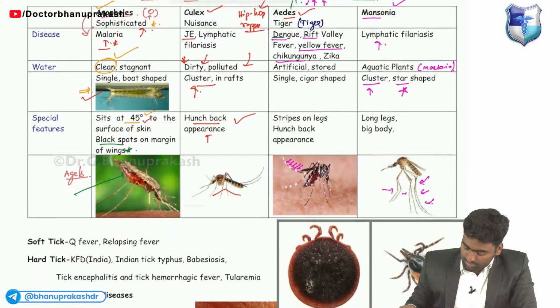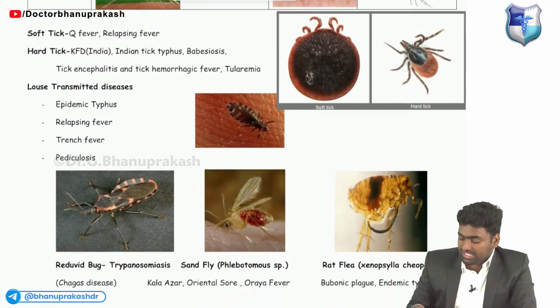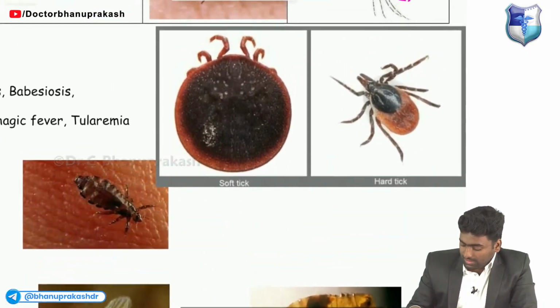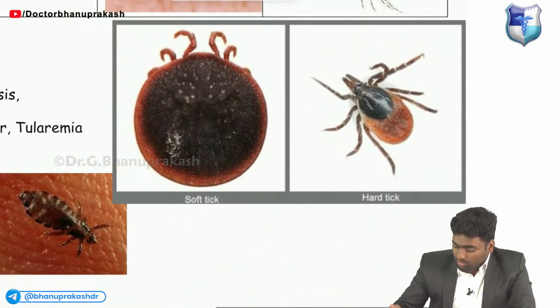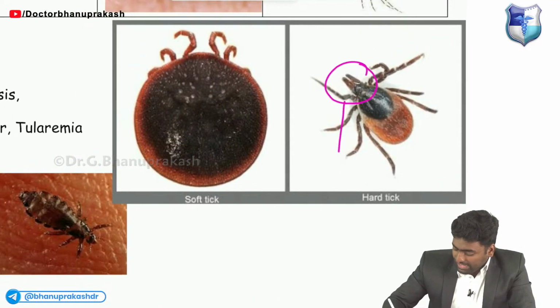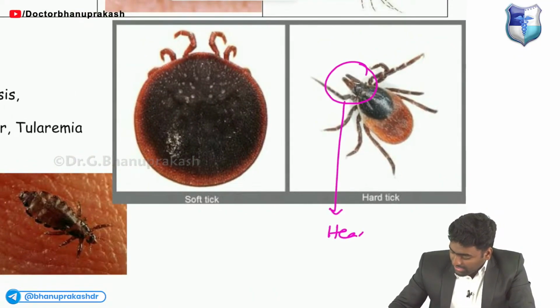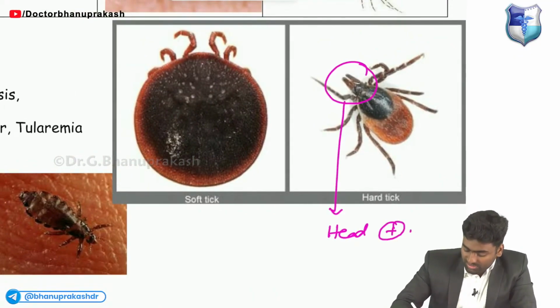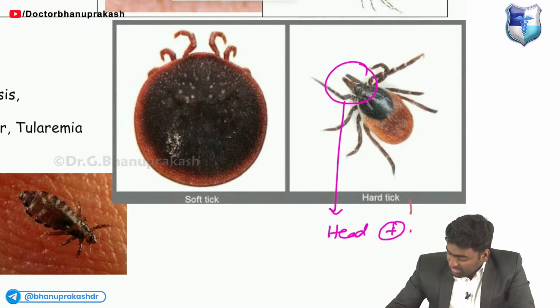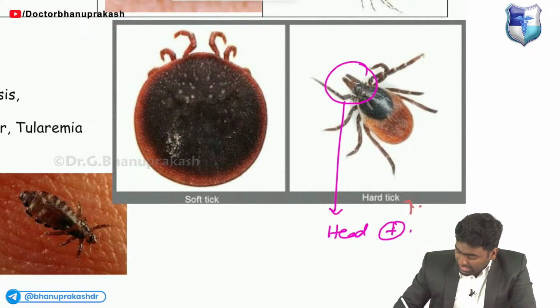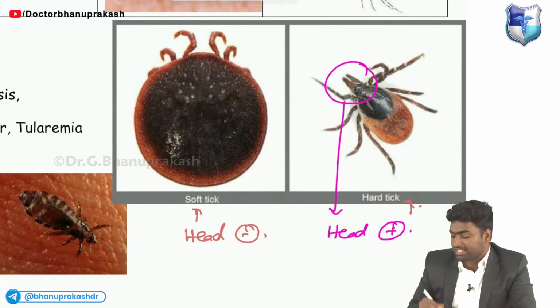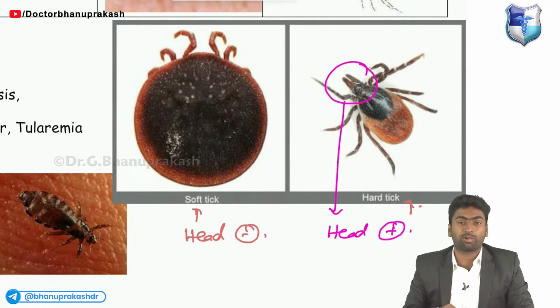Okay, remember. And next about a few more vectors. If you are able to see the head, if the head is present, then it is the hard tick. Whereas if the head is absent, then it is the soft tick. Okay, if the head is absent, it is the soft tick, whereas if the head is present, it is the hard tick.